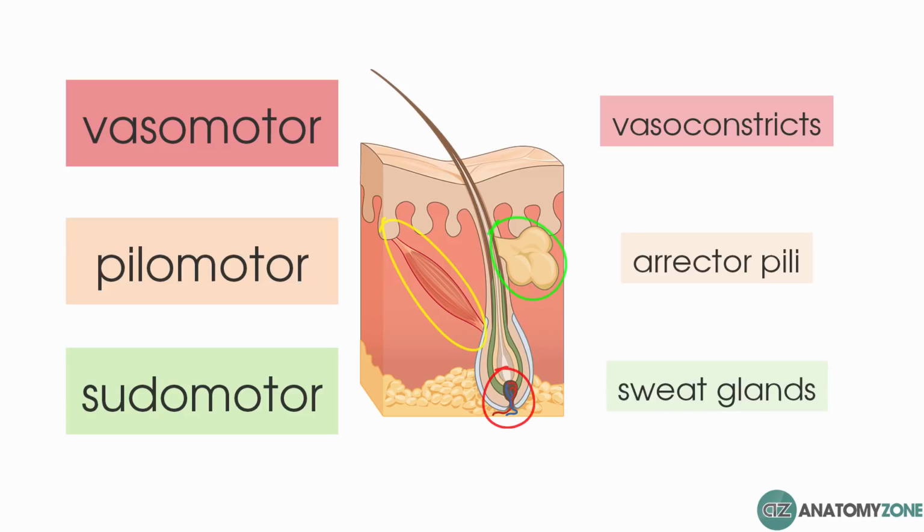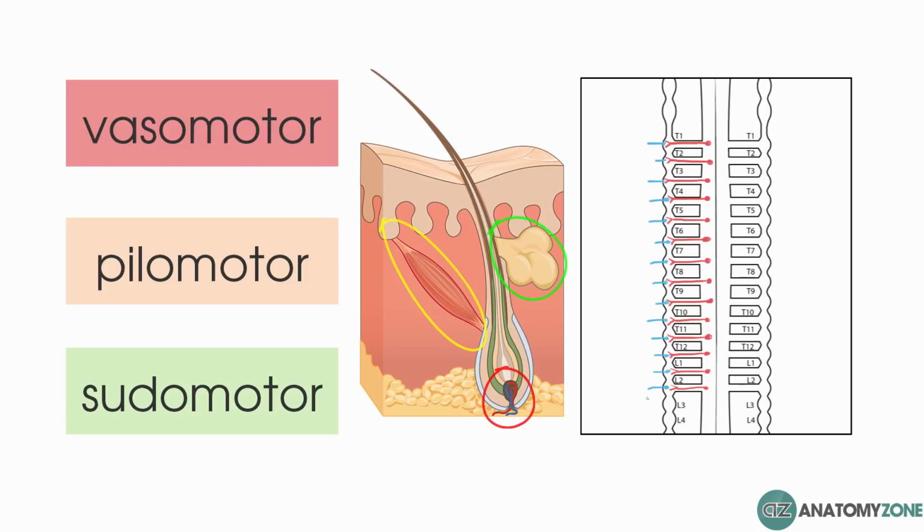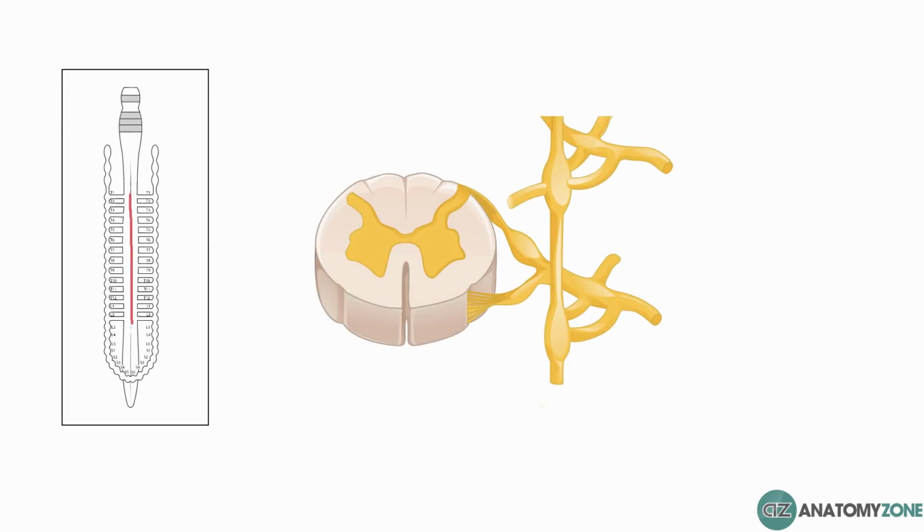So you get this kind of configuration in which the skin is supplied by sympathetic fibres at every spinal level. Now next we'll take a look at the visceral distribution of the sympathetic nervous system, and this is where things get a little bit more interesting.